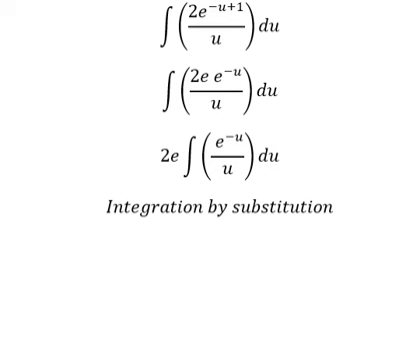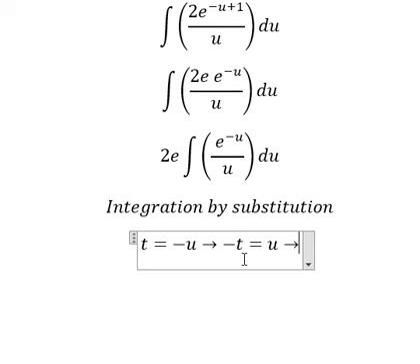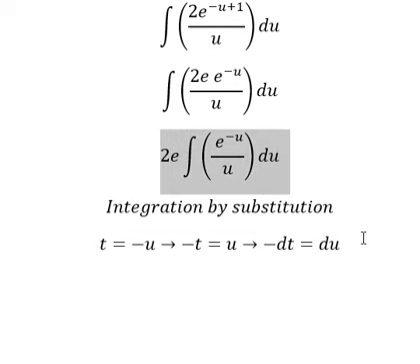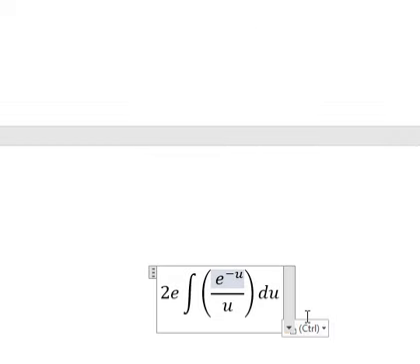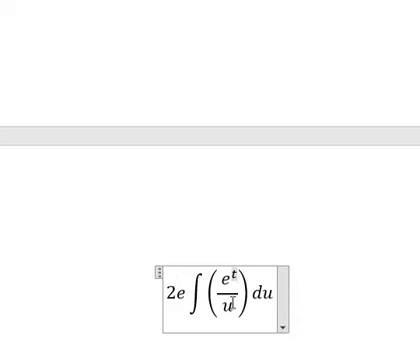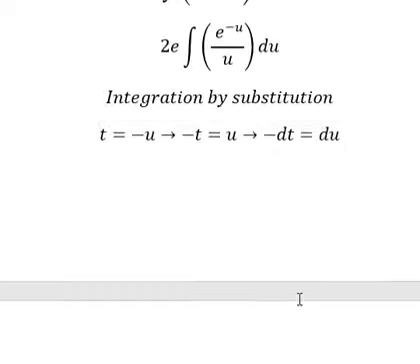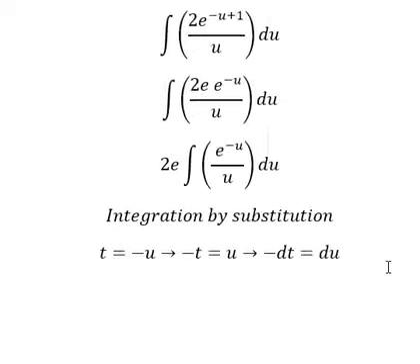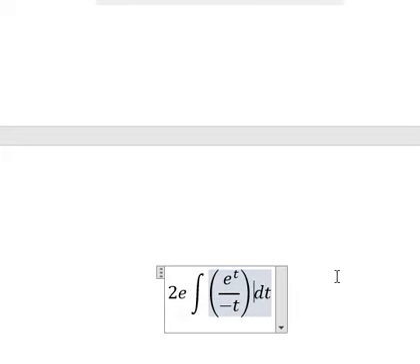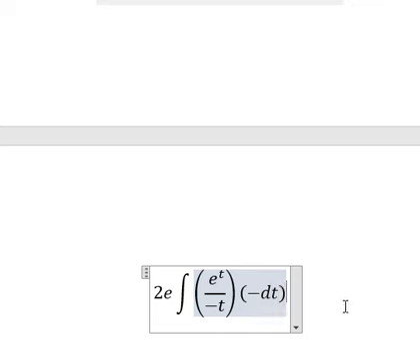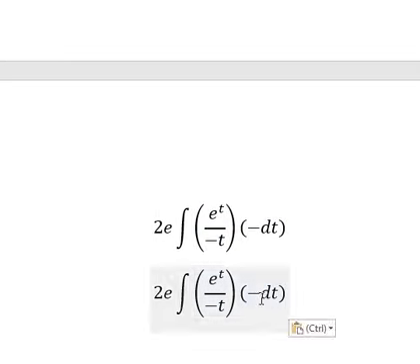So I will put t equals negative u. Later that we put negative to the left because we have u in here. Now we need to do first the derivative for both sides. So negative u that is t. u that is negative t. du that is negative dt. So we simplify negative and negative.